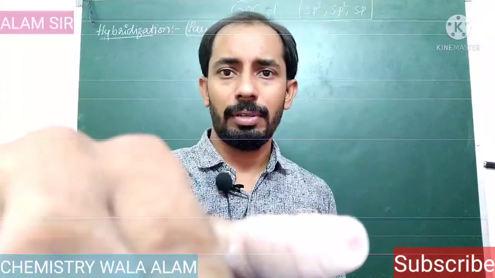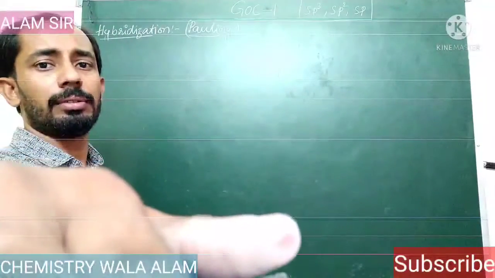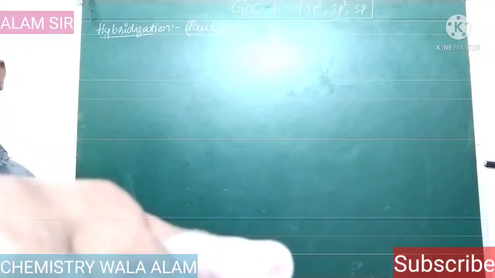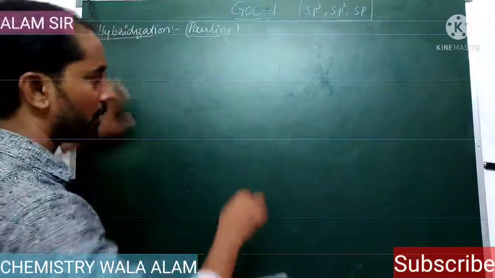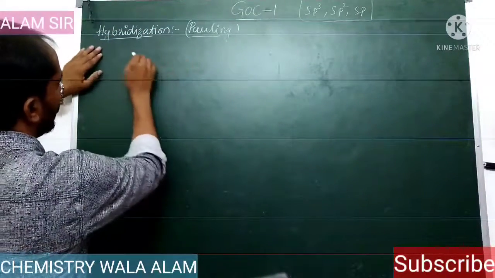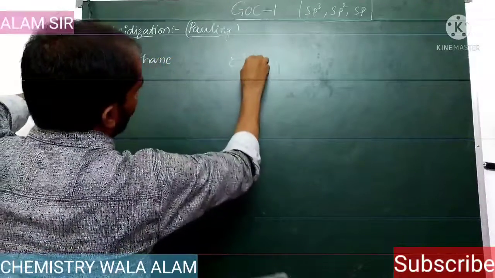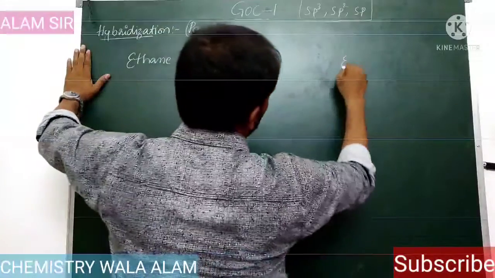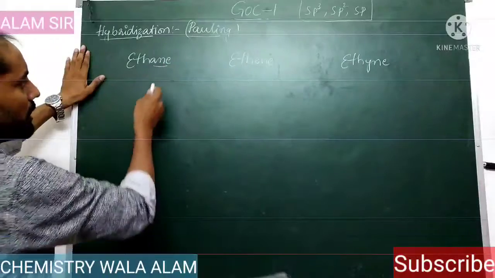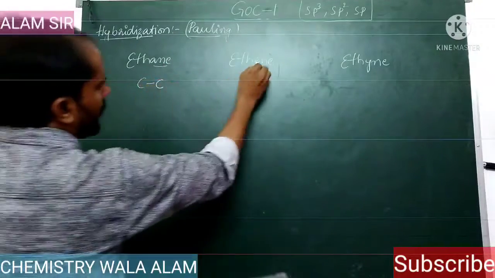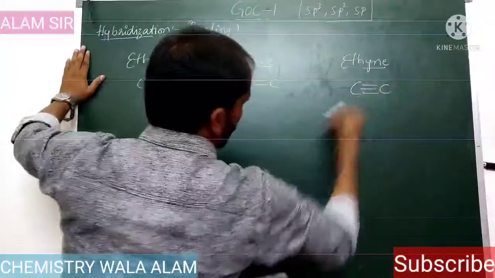It's very simple. It has a formula, so based on that we can easily calculate. First, whatever the given molecule, first of all you should know the structure. Suppose ethane, ethene and ethyne molecules. Ane is nothing but containing a carbon-carbon single bond. Ene is nothing but a carbon-carbon double bond. Yne is nothing but a carbon-carbon triple bond.